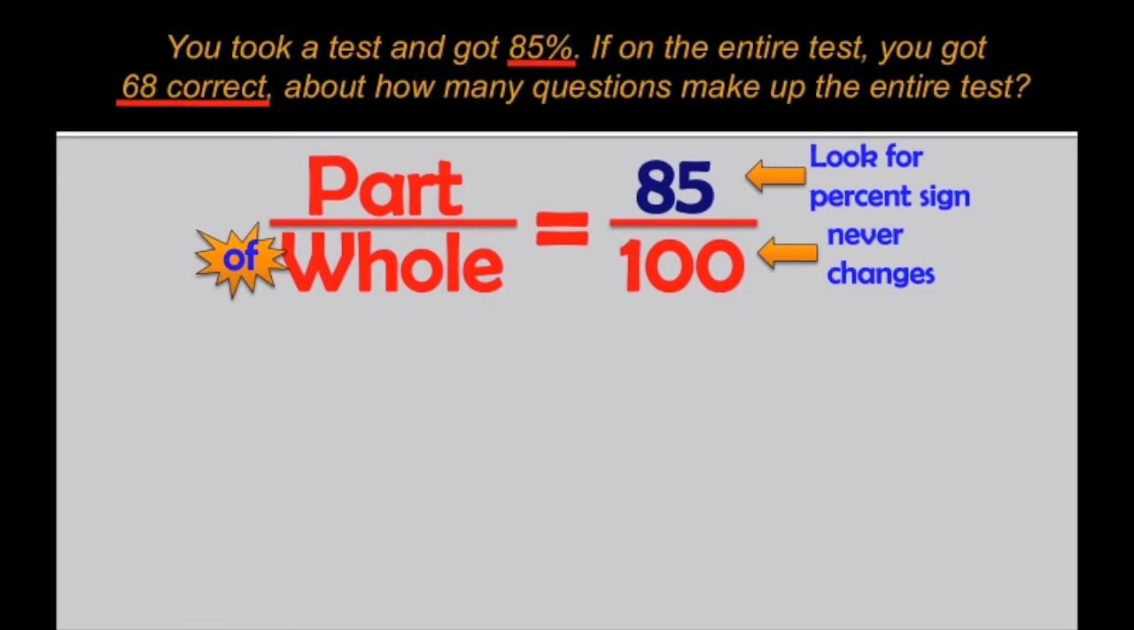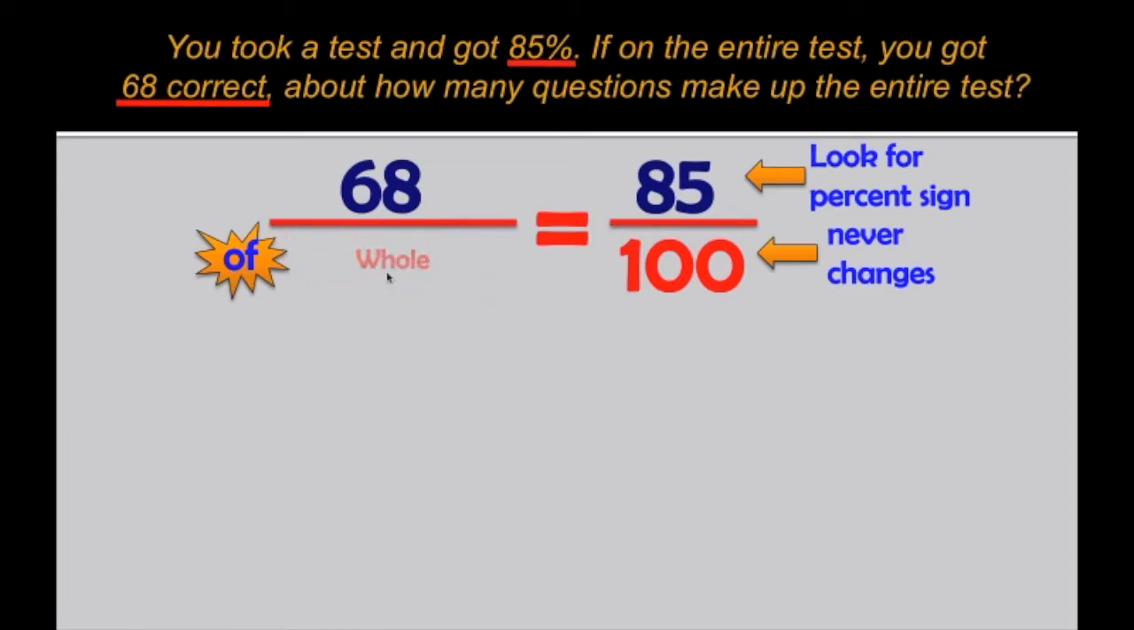What else do we have? We know that we got 68 correct. Well, remember, 85% represents the number that you got correct, which means that that is going to be here. That's our part, how much of the test we got correct. And it asks how many questions make up the entire test. Well, the entire test represents the whole because it makes up the entire test, the whole thing. The same way our denominator here, the 100, represents one whole when it's out of 100. Which means that we're going to put a variable in for our whole. Let's choose the variable q.